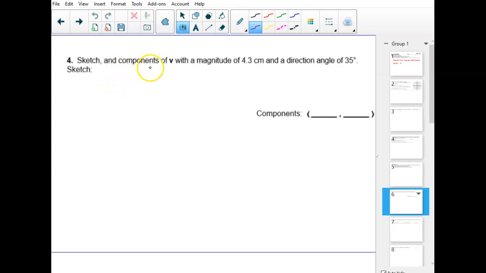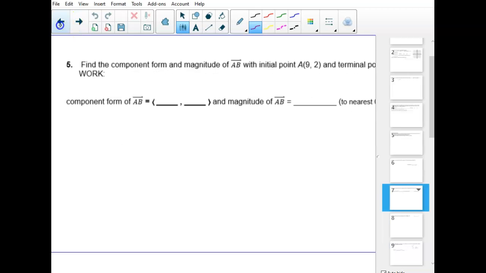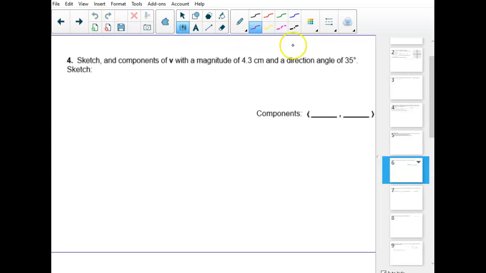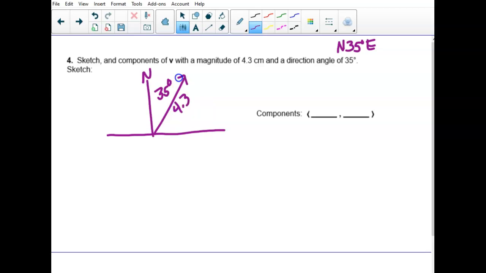Number 4 said sketch and find the components. I'm actually going to skip that one because that one's very basic. How about I change it to say, if you already did it, it's fine. But if I want to review more like what's on the quiz, it would say north 35 degrees towards the east. So off of north, 35 degrees towards the east, to do the components, and it's supposed to be 4.3, and you draw it, okay.